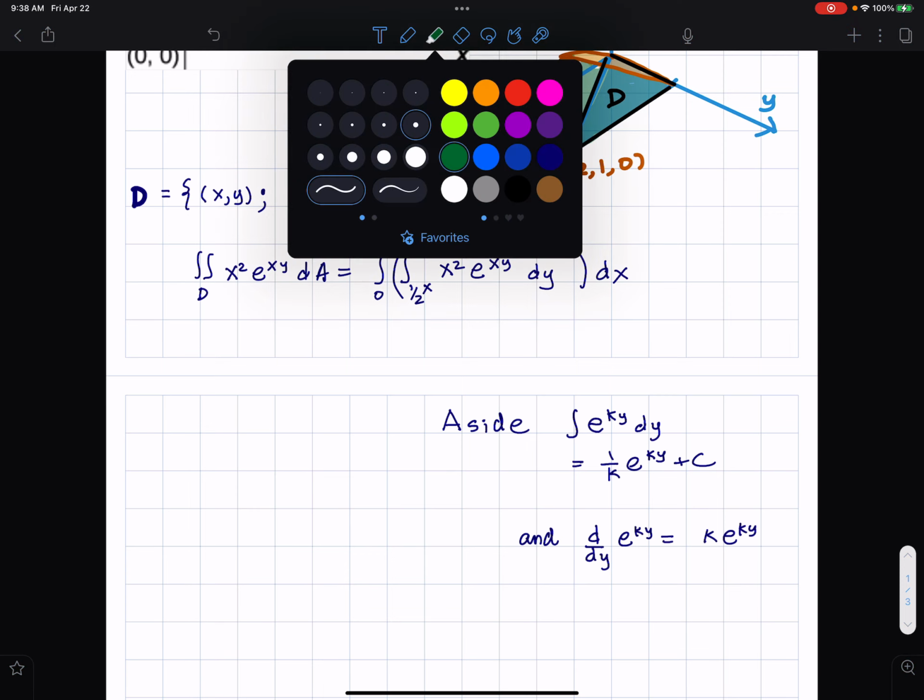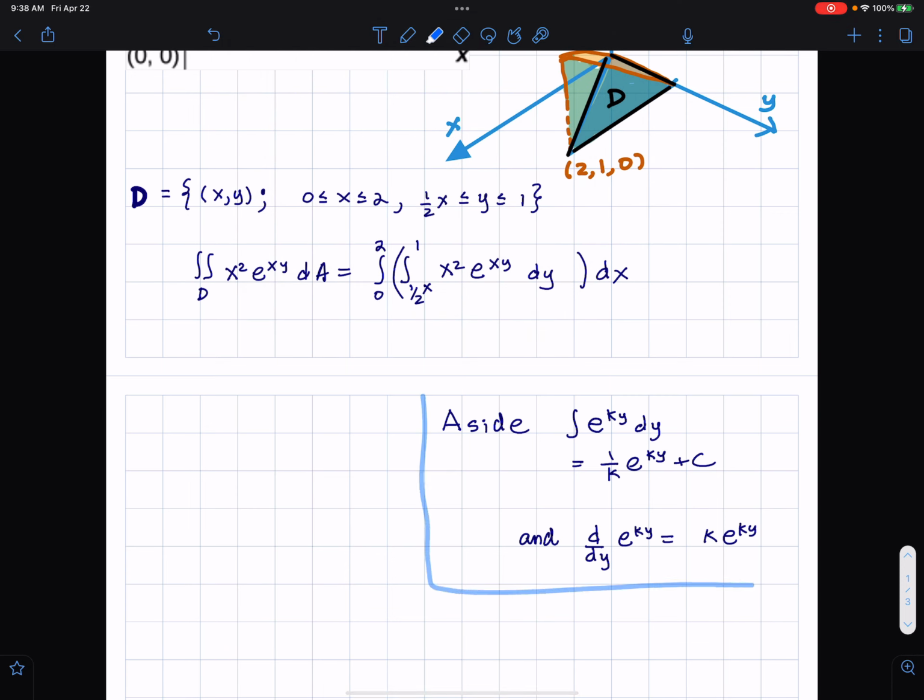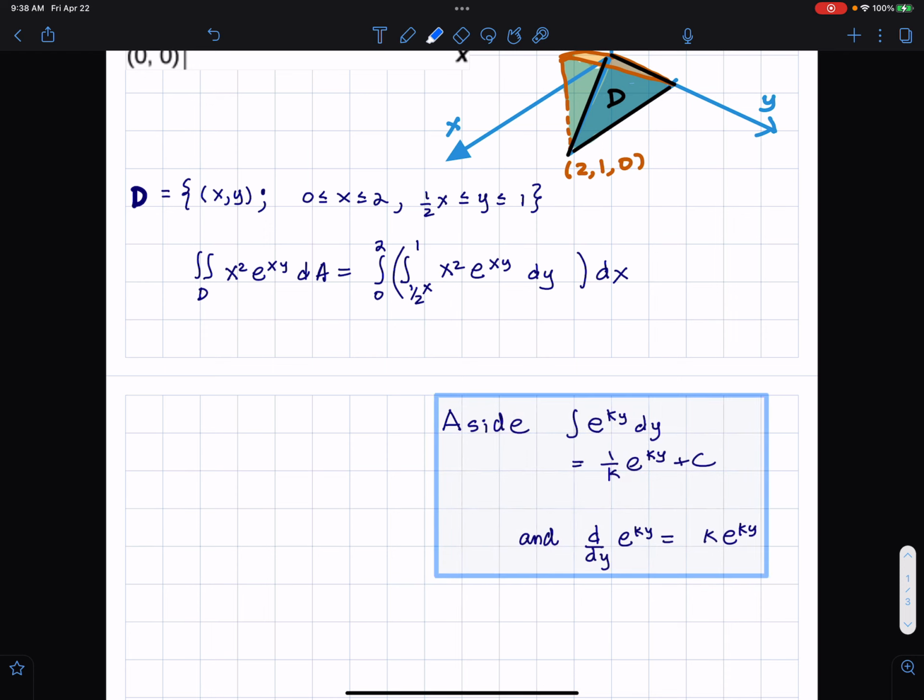All right. So as you can see, this is slow going. I'm making little explanations along the way, but the idea is that it's going to help. Okay. So on this particular problem, I'm going to get still 0 to 2, and then I'm going to integrate. I have x squared. In this integral, e to the xy, x corresponds to k. And so the integral will be 1 over x e to the xy. And then I'll evaluate putting in y equals 1/2 x, or even x over 2, if that looks nicer, y equals 1, dx.